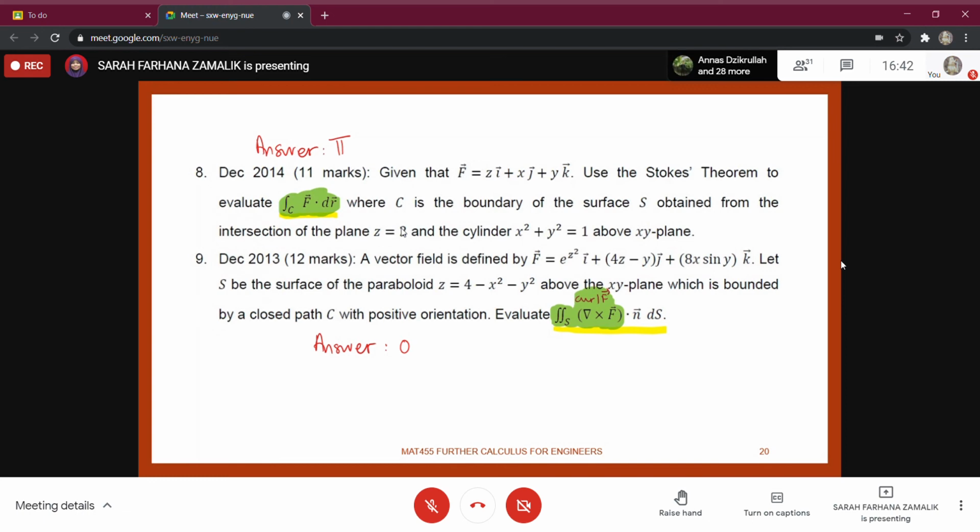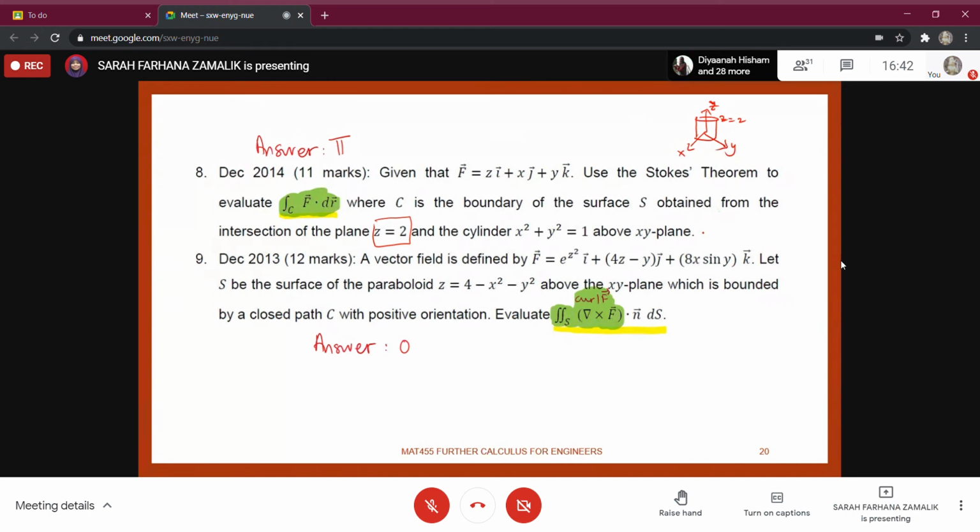So ni cylinder dia biasa je. Of course sketch dulu, okay. Betul, nanti awak tak tahu kat mana S, kat mana C. So yes, ni je cylinder dia, sebab dia Z equals to 2 je plane dia. So that is your Z equals to 2. Ni Z, X, Y. So this is for number 8, okay.